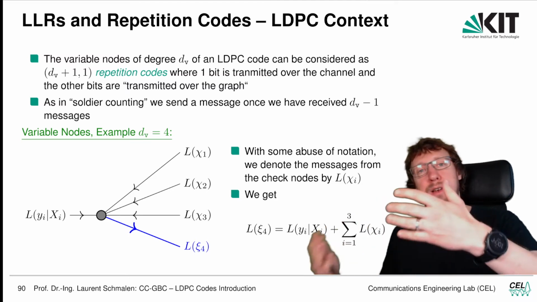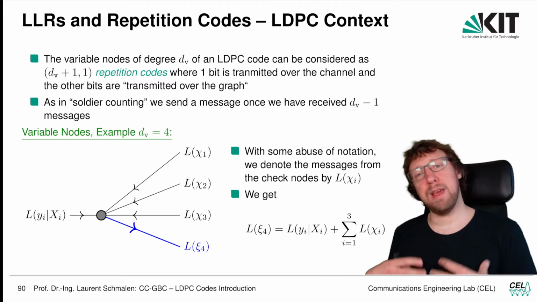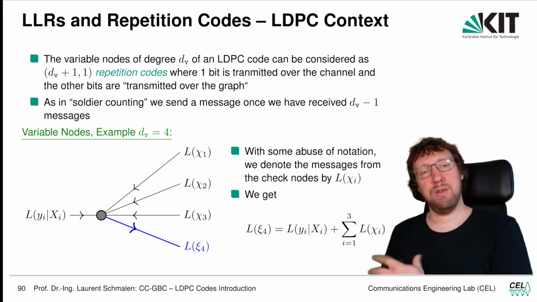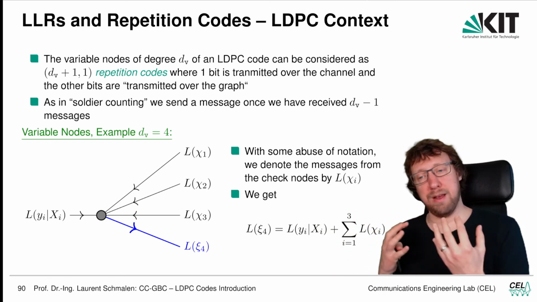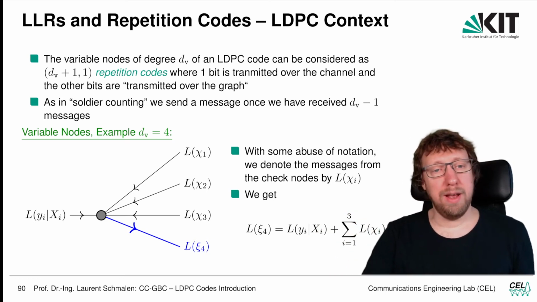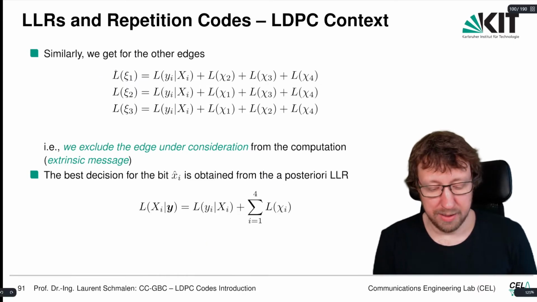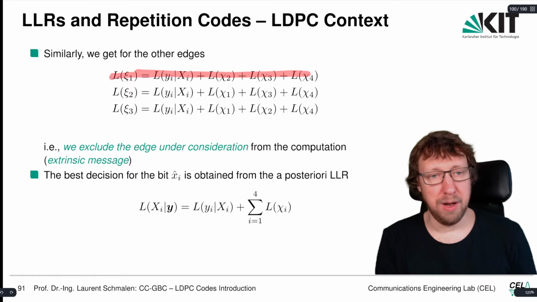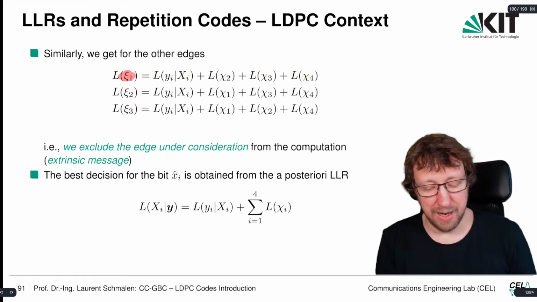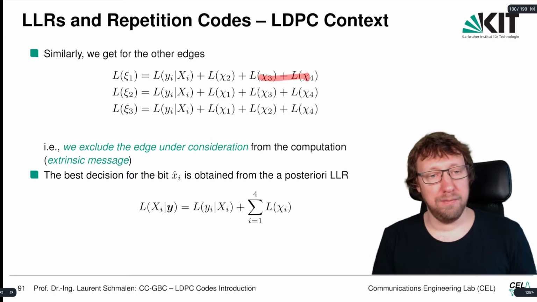So it's sent to other check nodes, and we get information from the check nodes. So we repeat it and send this bit to the check nodes, and then we get information back from the check nodes. All right, so for the other edges, we get messages that we can plug in a similar way. So for the first edge, L of Ci is L of yi given xi plus L of chi2 plus L of chi3 plus L of chi4, and so on.